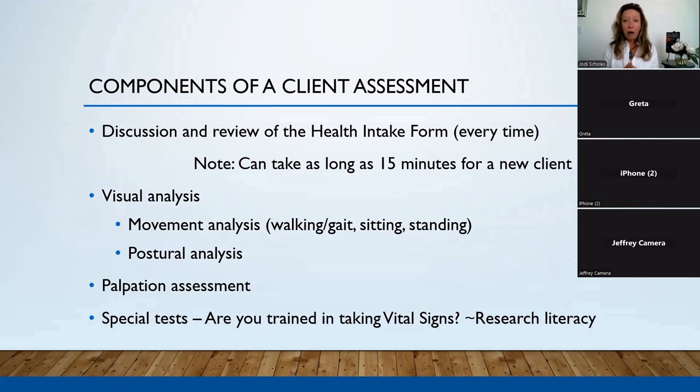All right. Another part of the client assessment is the visual assessment. We're going to be talking today about analyzing your clients, doing an analysis while they're moving and while they're sedentary. A postural analysis, we'll cover that. We're going to talk about palpation assessment as well as a part of your assessment. And then if there are special tests that your place of work has you do. So if you work at a chiropractic office, they may have you do range of motion testing. If you work at a PT clinic, they may have you learn vital signs. So what are some of the special tests that you might learn?